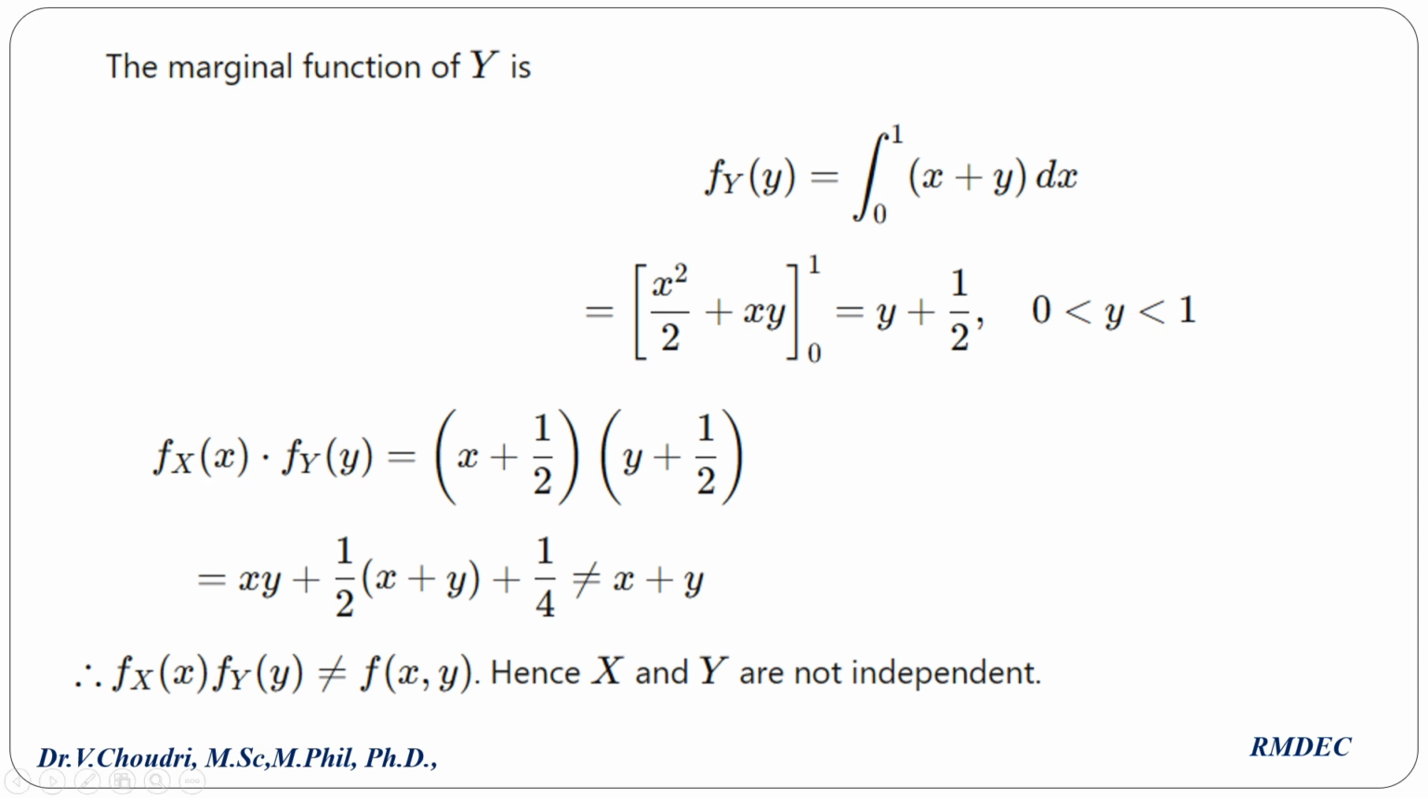Now, what is f of x into f of y? X plus 1 by 2 into y plus 1 by 2. Simply multiplying this, we get xy, plus x by 2 plus y by 2, plus 1 by 4. Simplifying this, we can get this answer. This is not equal to f of x comma y, which is x plus y. Since both are not equal, x and y are not independent. Clear? Thank you. Let us see another video.